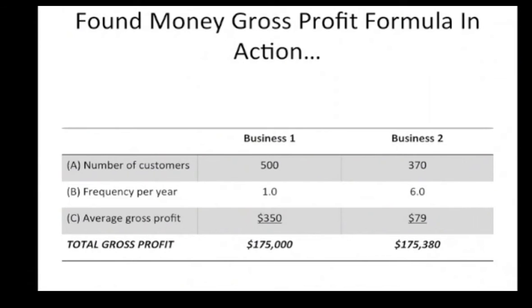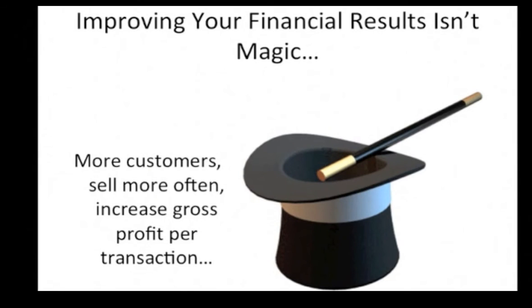So you need to look at your customers: how many you have, how often they buy, and how much you make each time they buy from you. Improving your financial results really isn't magic now that you know that. The way to do it is simply get more customers, or sell more often to the customers you have, or increase how much you make each time a customer buys from you. Really, those are the only three things. I mean, there's a whole bunch of other smaller nuances, but those three big rocks are going to let you increase your financial results to pretty much anything you want them to be.